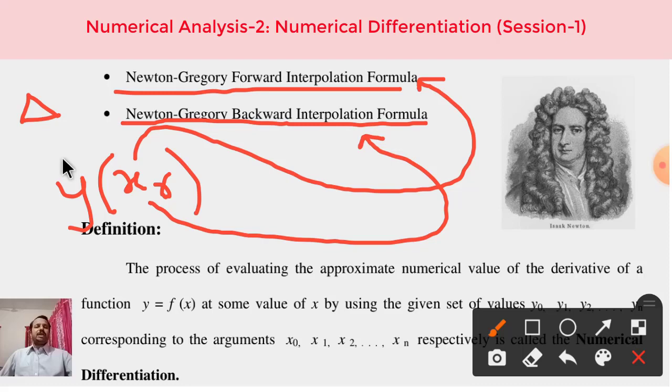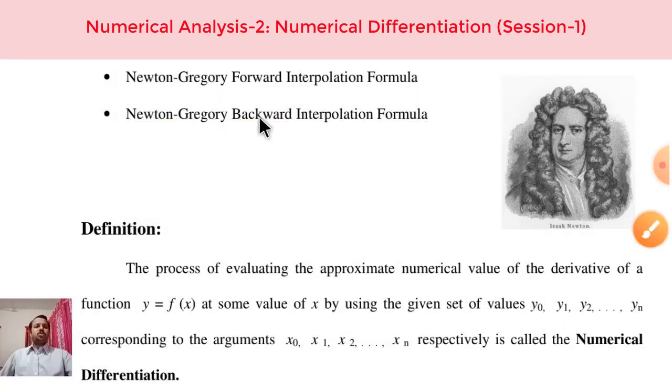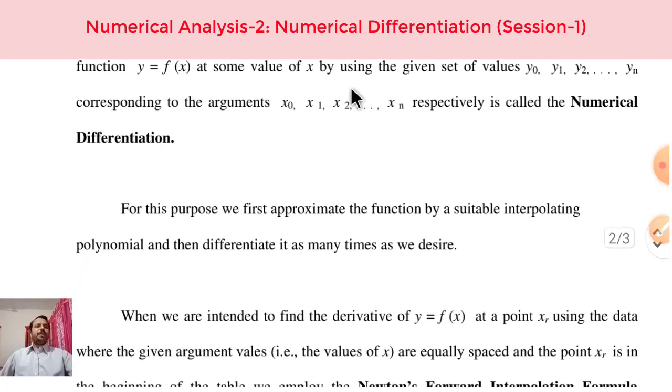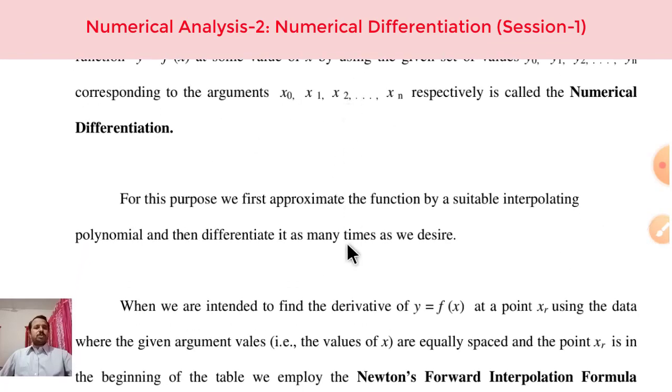We all know that in Newton's forward interpolation formula, the forward differences are used, that is delta y of x, delta square y of x, delta cube y of x, and so on. Whereas in Newton's backward interpolation formula, the backward differences are used, that is del of f of x, del square of f of x, and so on. So these are the two important formulae we have studied in our previous course.